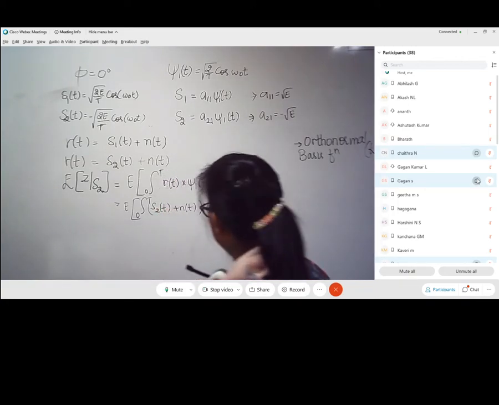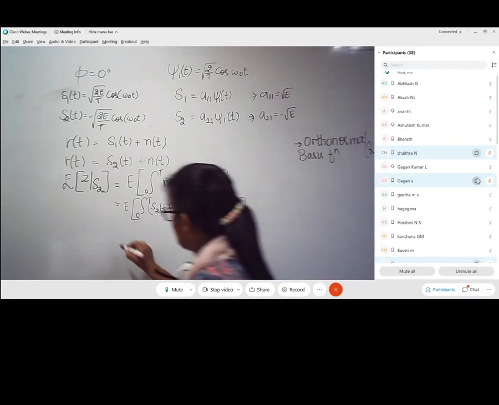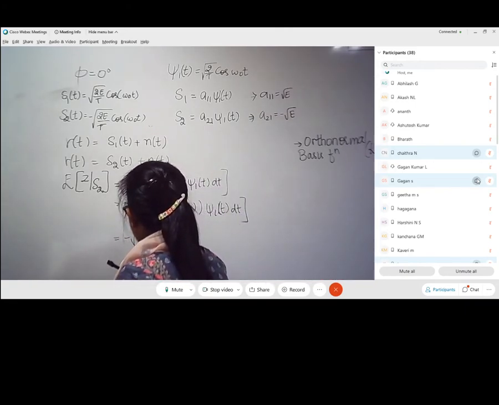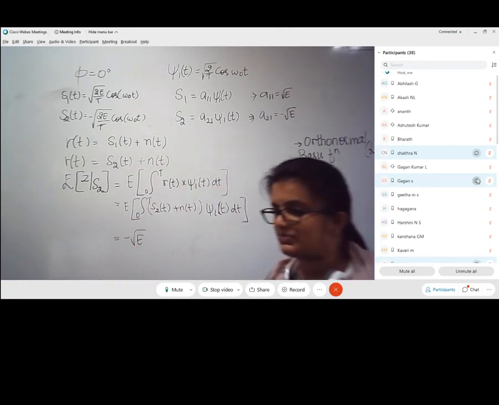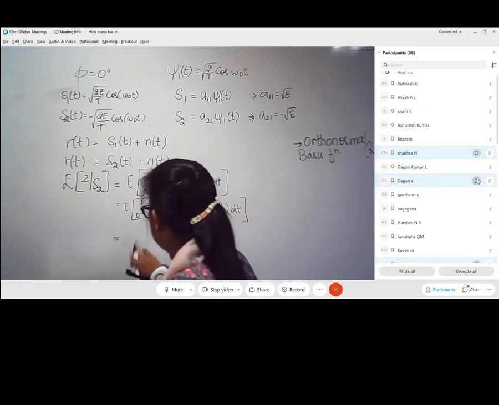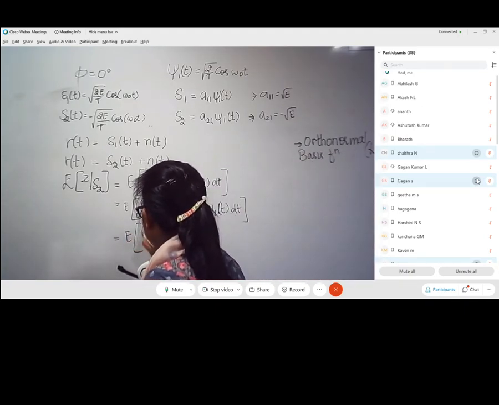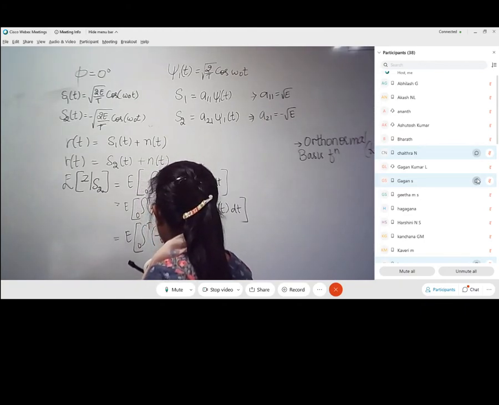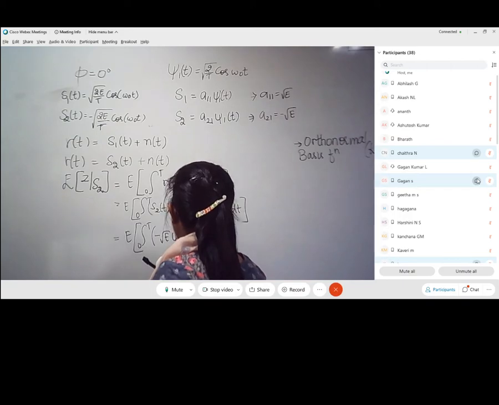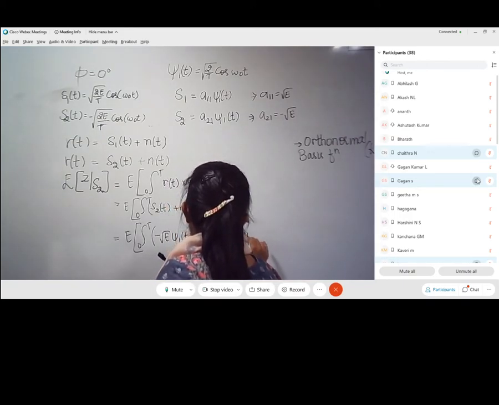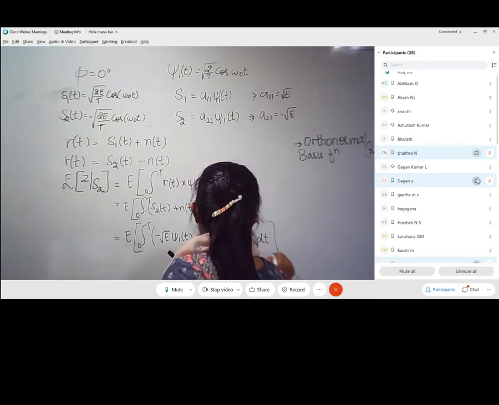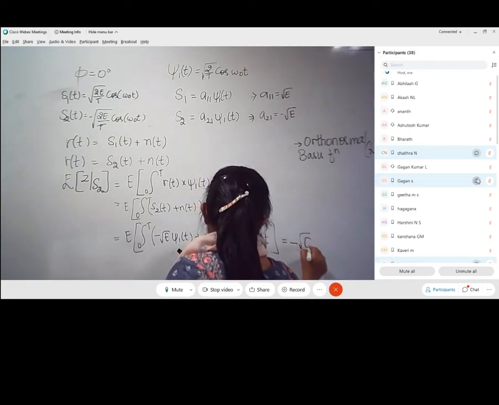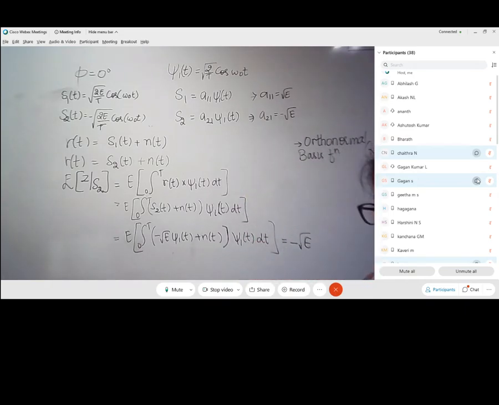Once we do this, if you do the same expansion as before, you are going to get the expected value as minus root E. Because S2 is clearly, let me write that step also: integral 0 to T of minus E xi1 of t plus n of t into xi1 of t dt. By doing so, you get the expected value as minus root E.